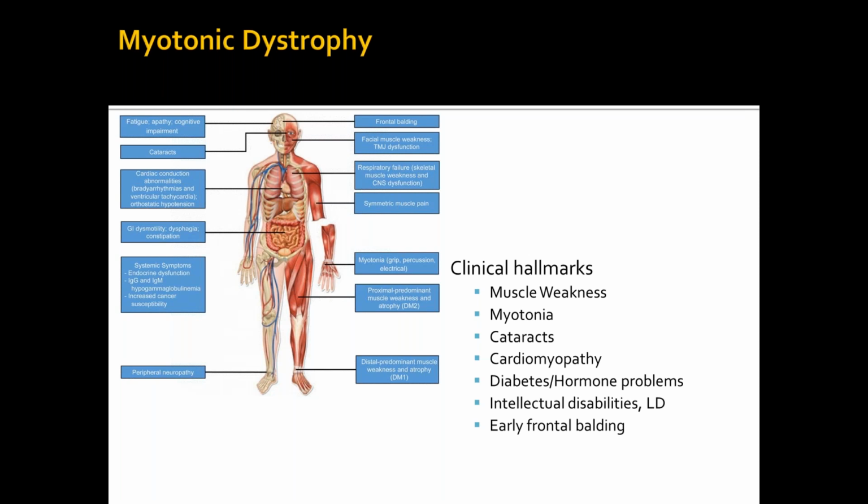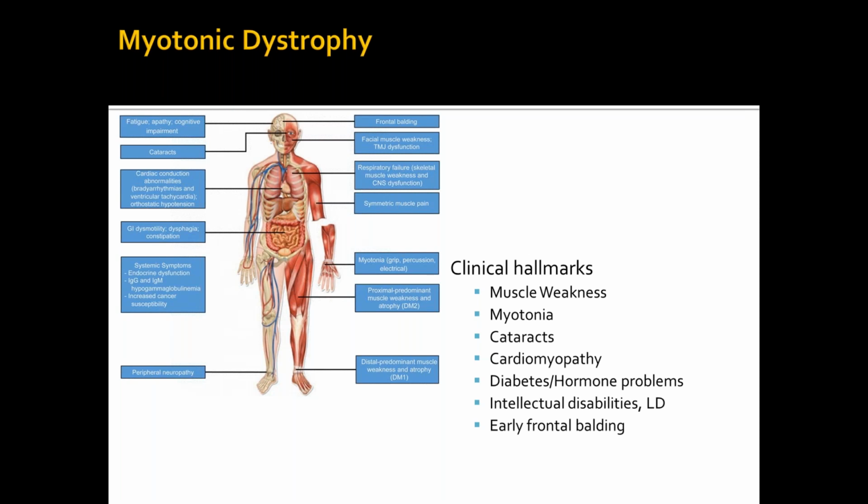Another part of the condition is cardiomyopathy. So people with myotonic dystrophy can get arrhythmias of the heart, so a problem with the rhythm of the heart. And that can lead to problems with the muscles in the heart, which is termed cardiomyopathy.